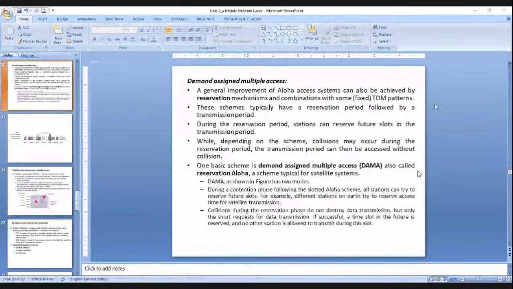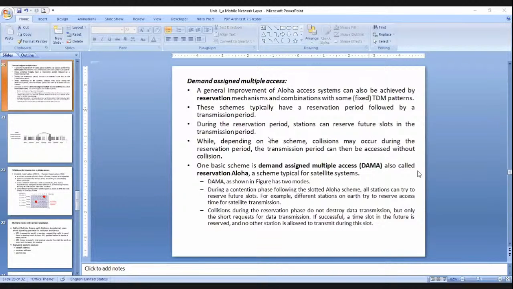So you have the same Aloha process only. How this time division multiplexing will be utilized and how these reservations are taken care of would be the focus in DAMA, that is, demand assigned multiple access. These schemes typically have a reservation period followed by the transmission period. During the reservation period, stations can reserve future slots in the transmission period.